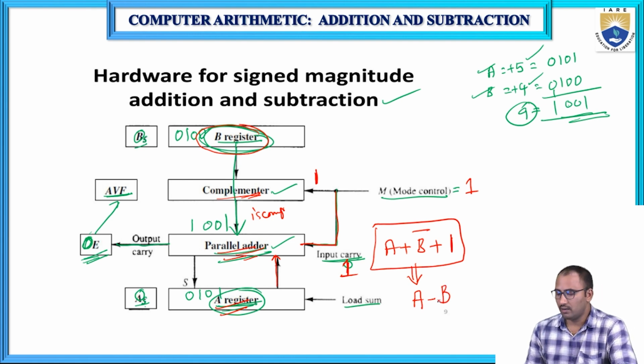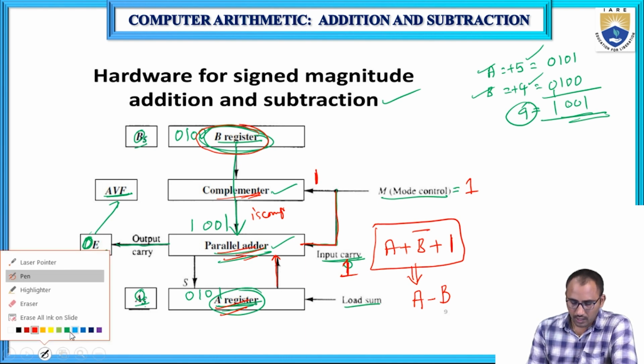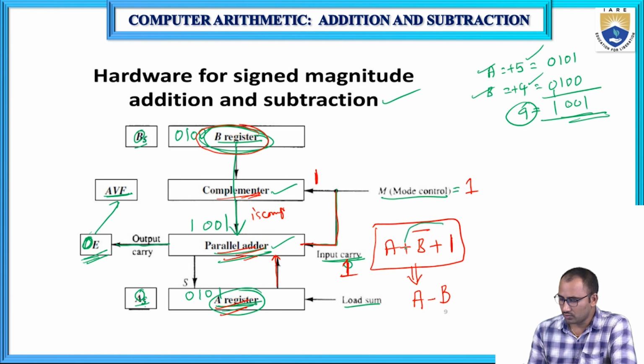Because we don't have negative numbers directly, negative numbers are always represented in the 2's complement form. So B bar plus 1 is equal to the 2's complement form. So that is equal to A minus B. So this is the operation. In this way, we will perform the subtraction.